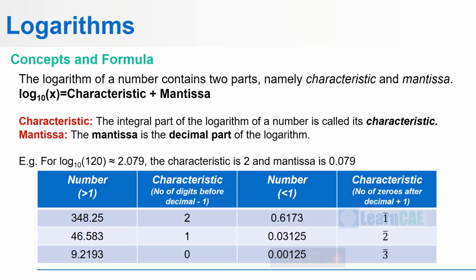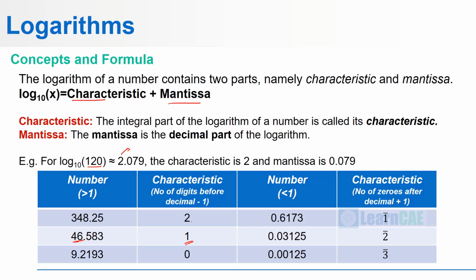We know that logarithm of a number mainly contains two parts. One is characteristic and another one is mantissa. For such kind of problems, we will be dealing only with characteristic. Okay. Here, characteristic is the integral part of the logarithm. For example, if a number is having 3 digits, then the characteristic will be 2. And if a number is 2 digits, then the characteristic will be 1. That is, log of 46.5 will be starting with 1 point something, and log of 348.25 will start with 2 point something. So this is what characteristic is.